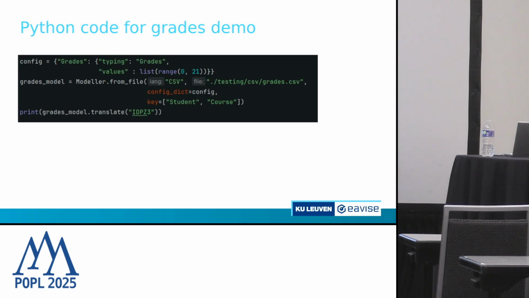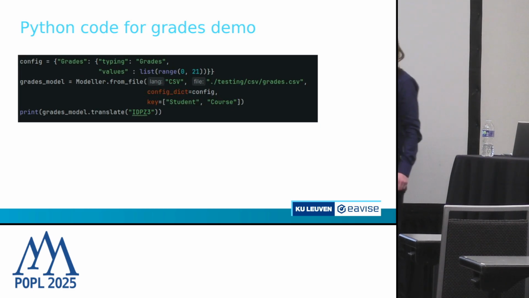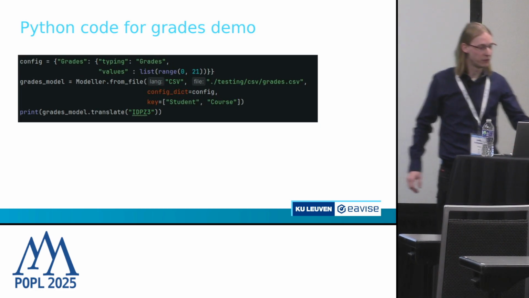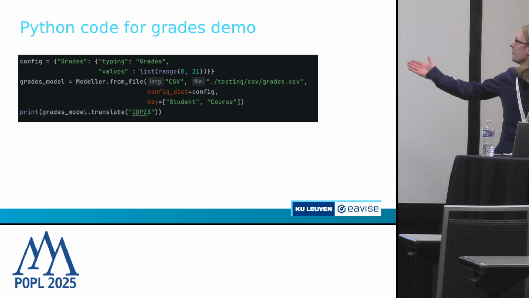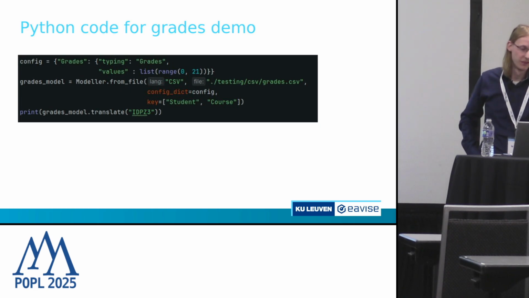Here this is actually what I'm doing. I'm saying I have a file which is my grade CSV. This is the language. The origin is a CSV. We have this configuration file. This configuration is a nested dictionary in Python, but could also have been a JSON file. And we have our keys. And that's enough to get this very simple demo to work. And then the final row is just like, I want to translate it to IDP3 and print it.